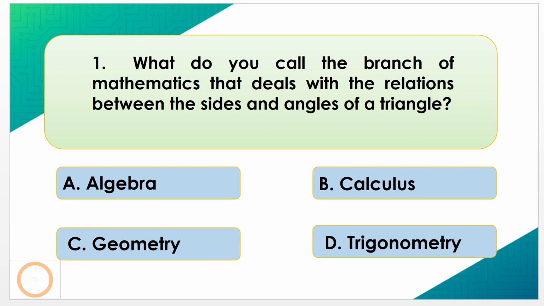1. What do you call the branch of mathematics that deals with the relations between the sides and angles of a triangle? A. Algebra. B. Calculus. C. Geometry. D. Trigonometry. The correct answer is D. Trigonometry.